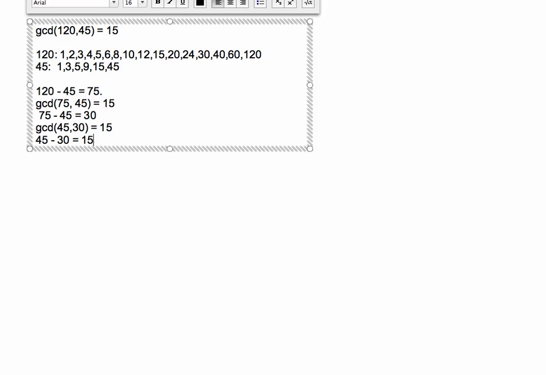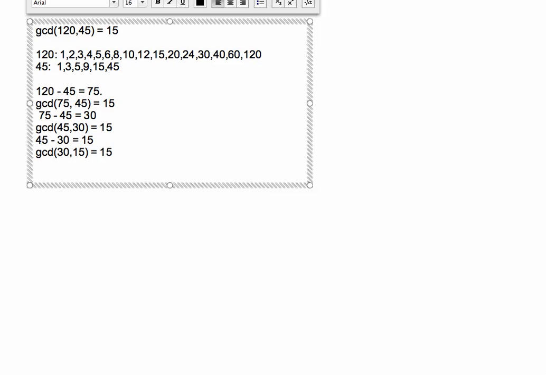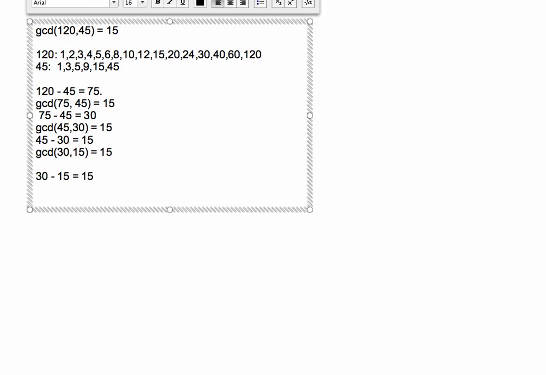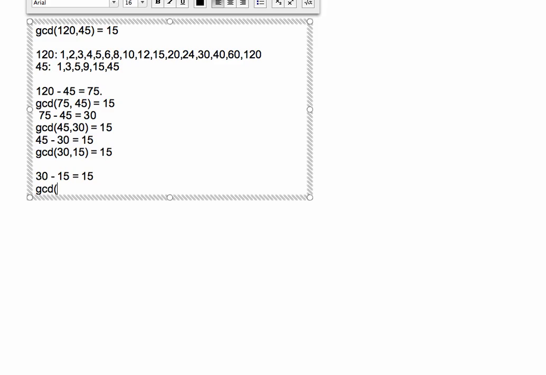Okay. What's the GCD of 30 and 15? Well, it's 15. And what about 30 minus 15? That is 15. And what is the GCD of 15 and 15? Well, that's 15. All right, so we see I did a whole lot here, right? And in each case, the GCD didn't change.